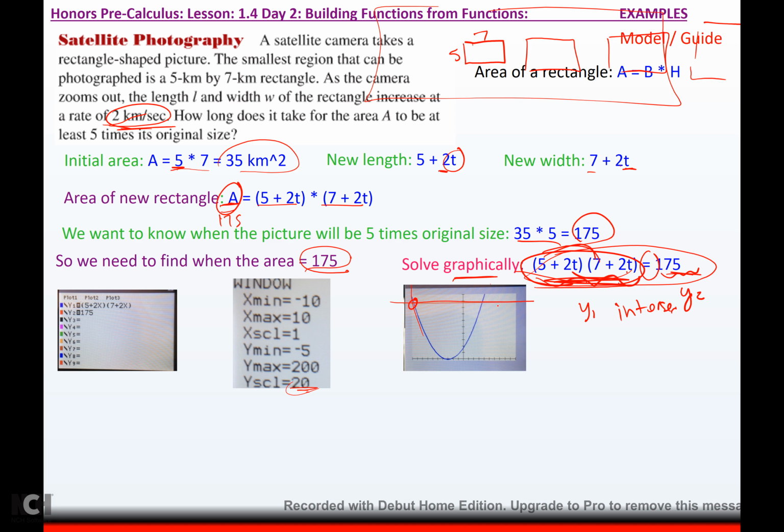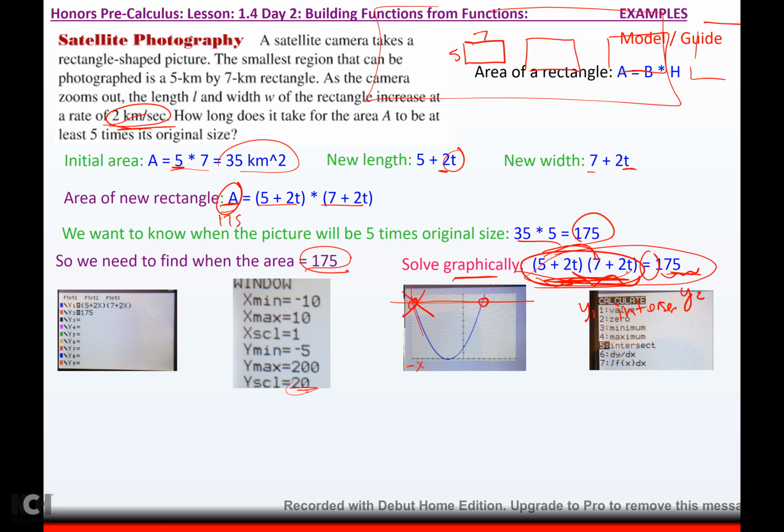There are 2 intersection points, here and here. This one is going to be at a negative x value, which means negative time, which in the context of this problem doesn't make any sense. It's mathematically a solution, but in this context, we throw it out because a negative time makes no sense. So I want to calculate this intersection point.